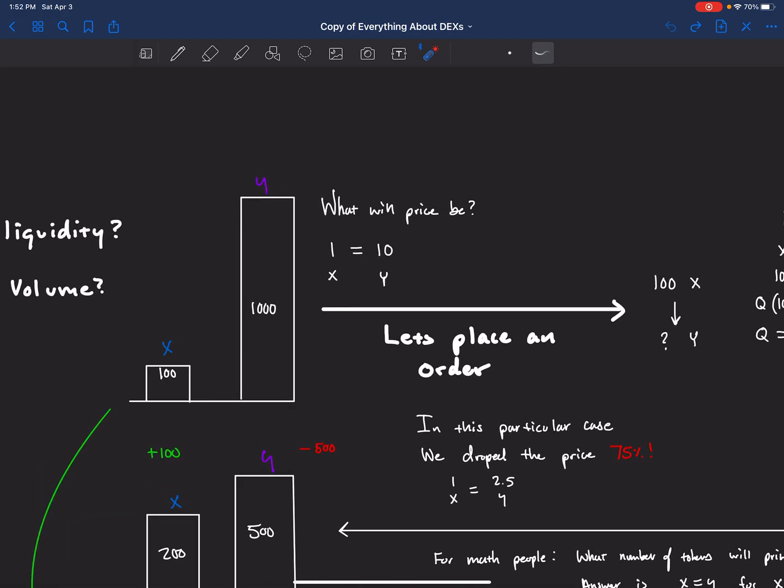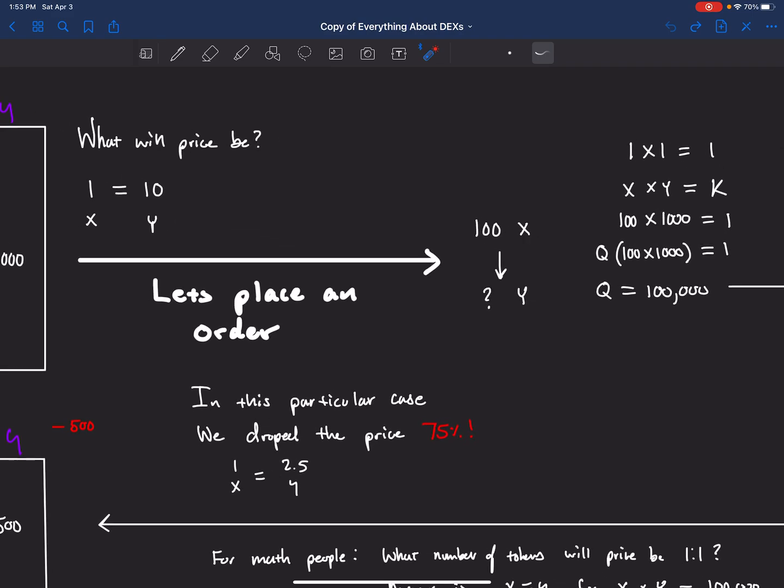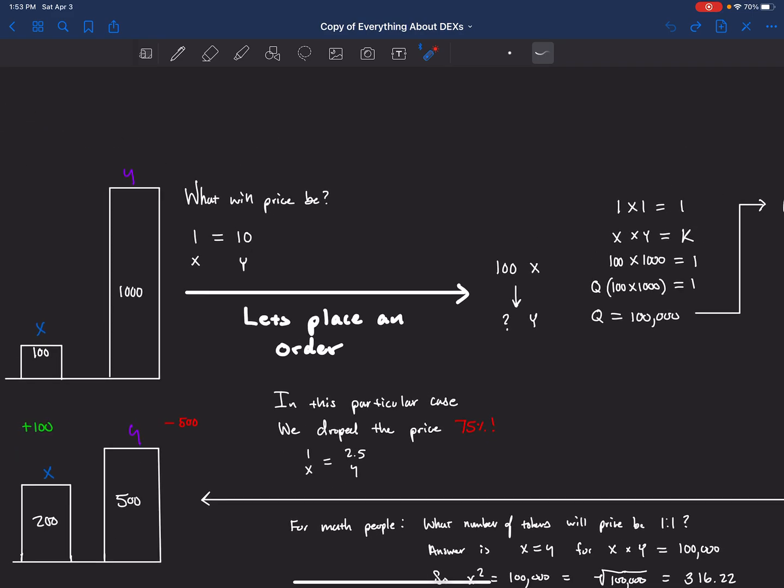Okay, so let's say we have this liquidity pool, and we want to place an order. Right now, the price is 1 to 10, because that's the ratio we're at. So what will the price be? We want to know what the price will be. We're not going to do a lot of math here. I'm trying to make this super simple, okay?